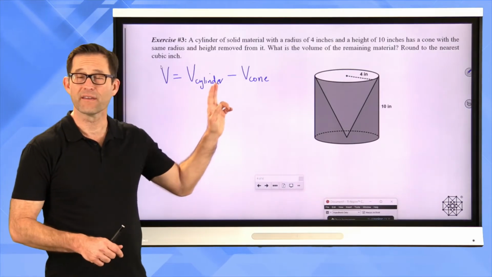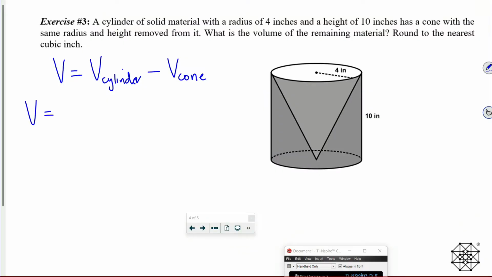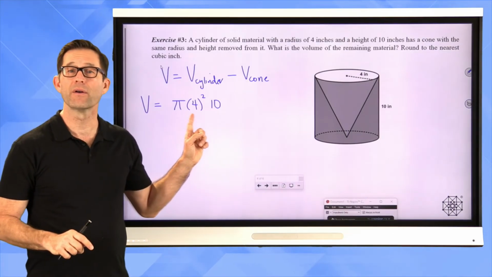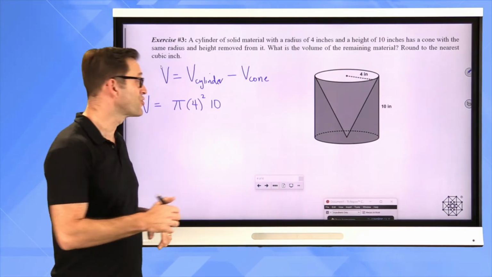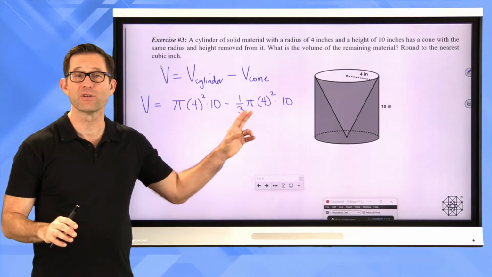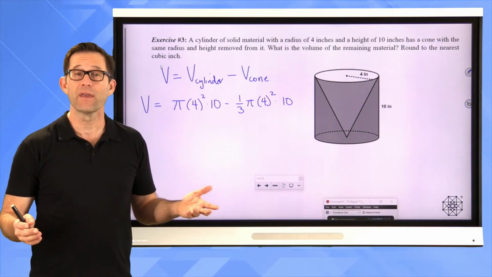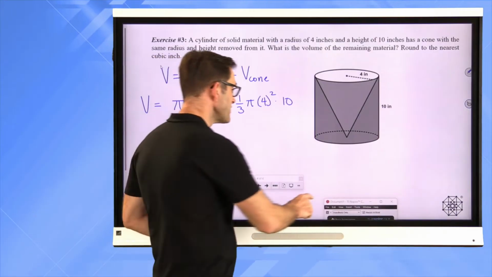All right, well, I'd like to keep this calculation going right here. So the volume that remains will be the volume of the cylinder. Well, what's the volume of the cylinder? That's pi times 4 squared times h. So it's the area of the base, pi r squared, times the height, which is 10, minus exactly the same thing except with a 1/3 sitting out front. So we've got exactly the same kind of expression, pi r squared h, but with the 1/3 sitting in front of the cone.